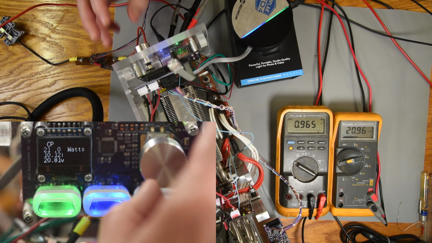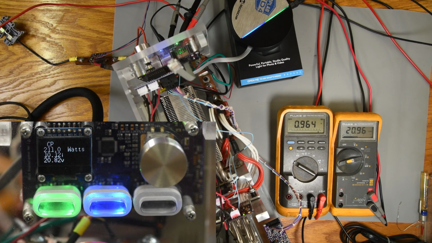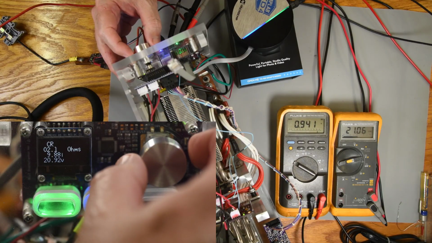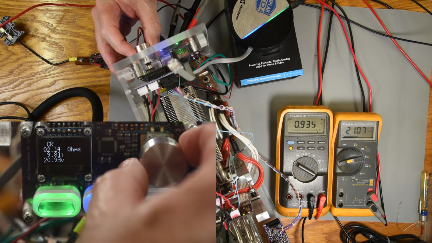Here's the constant power mode, set to a little over 200 watts. About what I would expect. I'm guessing I'm over-adjusting a bit, causing the little bit of ripple in the current waveform, in what ideally would be a mirror image of the voltage ramp. But not bad, I can live with that.